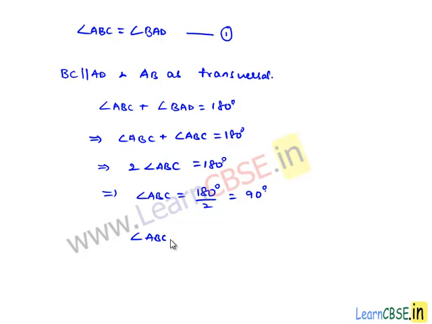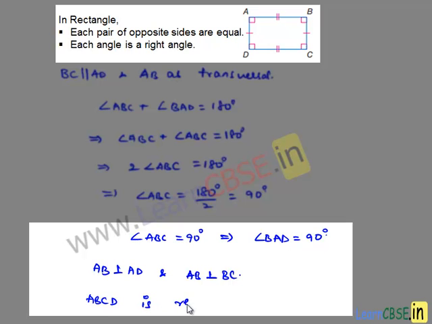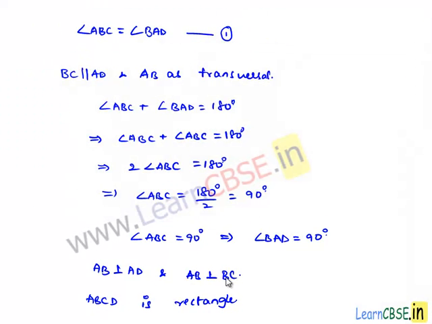So finally we got angle ABC is equal to 90 degrees, which implies angle BAD is also equal to 90 degrees. So as the two angles are equal to 90 degrees, AB is perpendicular to AD and AB is also perpendicular to BC. So we can say the given parallelogram ABCD is a rectangle, as we know the properties of a rectangle: all the sides are perpendicular to each other and opposite sides are equal. As in a parallelogram opposite sides are equal, and here we got the condition that every adjacent side is perpendicular, we can say the given figure ABCD is a rectangle.